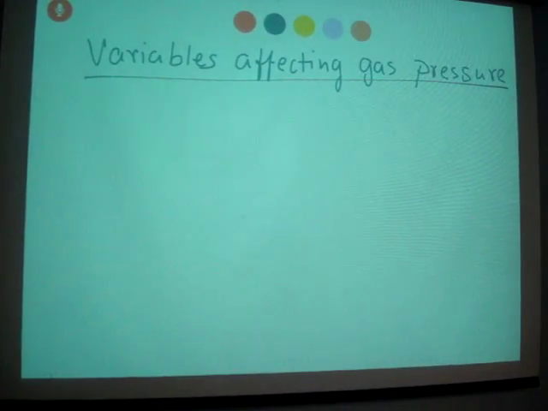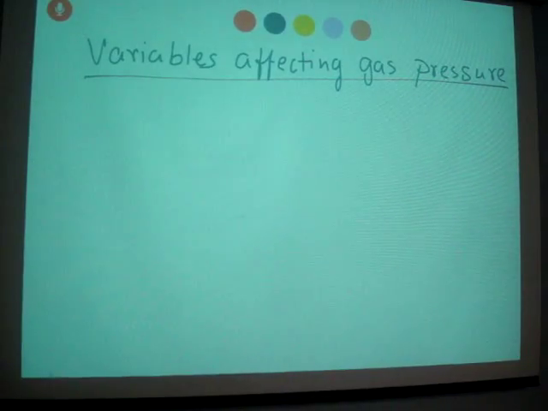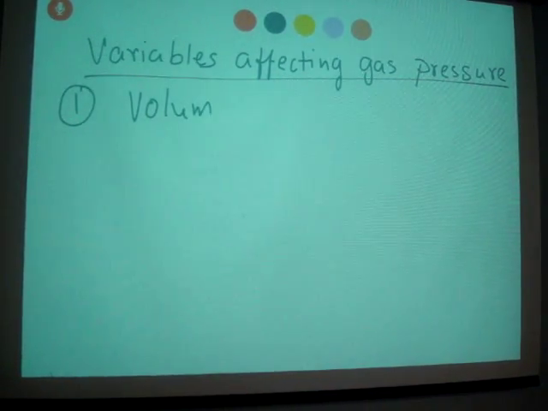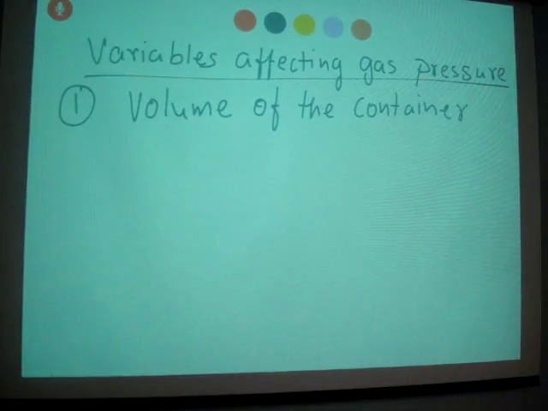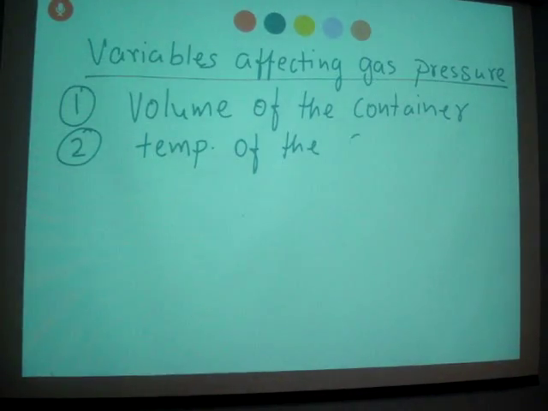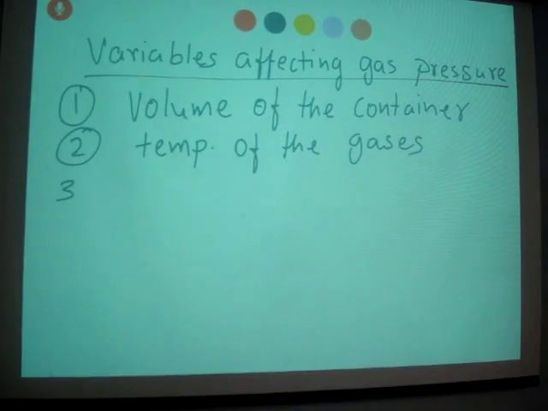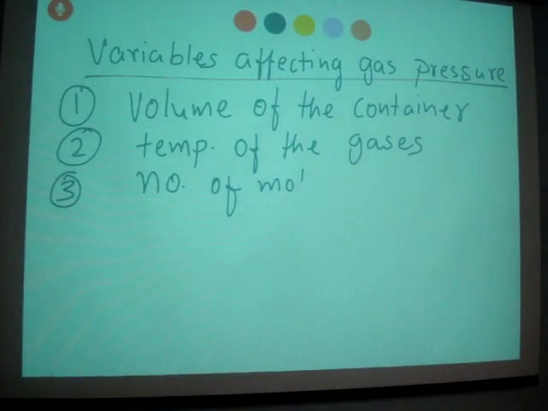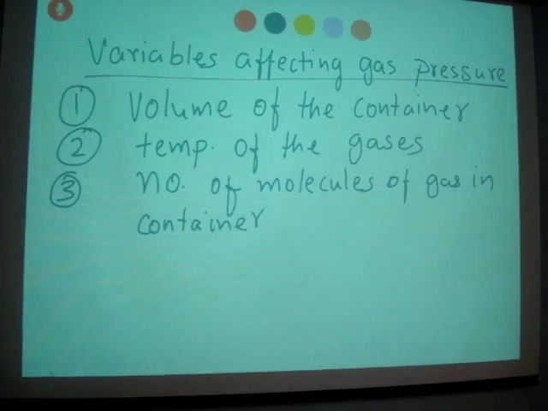So, variables that affect gas pressure. The main three variables that are given: volume of the container, temperature of the gases, and number of the molecules of gas in the container. I would also write pressure of the gas.